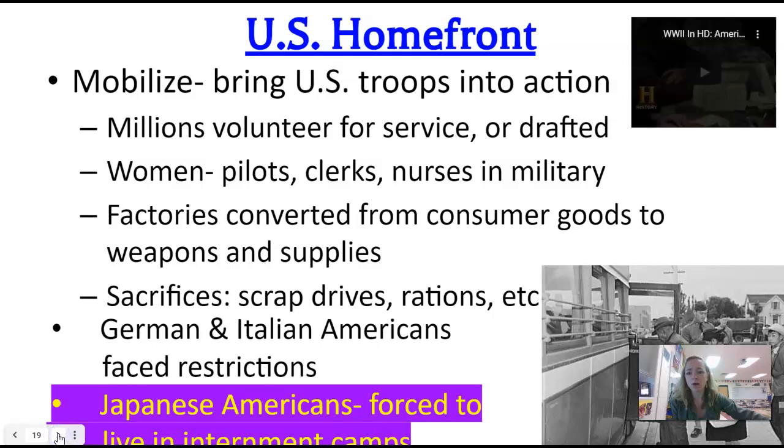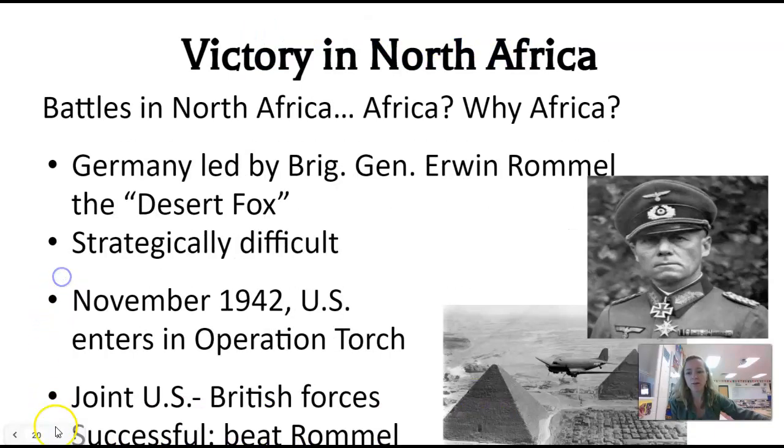If we go on, we'll talk more about this one later. When we go on to the United States entering the war, the first place that we enter the war is Africa, which is interesting.